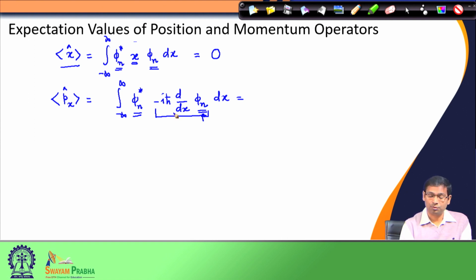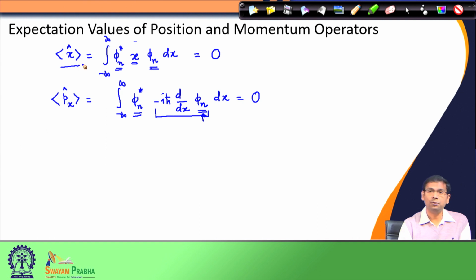If I take the other case, where phi n is an odd function, the first differentiation gives an even function. So if phi n is odd, d by dx of phi n is an even function, and since phi n is odd, phi n star is also odd. I have an odd function multiplied by an even function, and together I have an odd function. So whether phi n is even or odd, the function that we are integrating is going to be odd, and the result is again going to be 0.